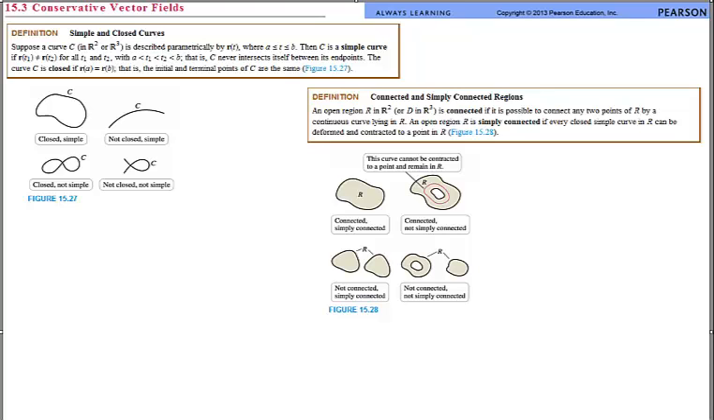Well, hello there, Calculus 3 students. We are looking at section 15.3 today. We're looking to investigate and give some definitions for some conservative vector fields.